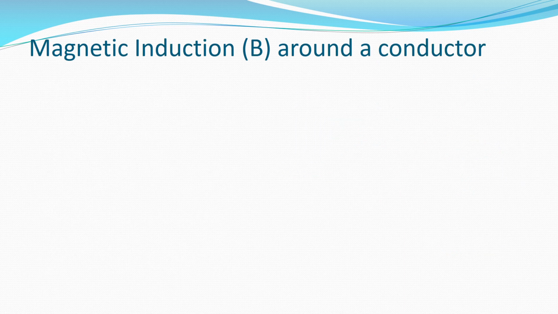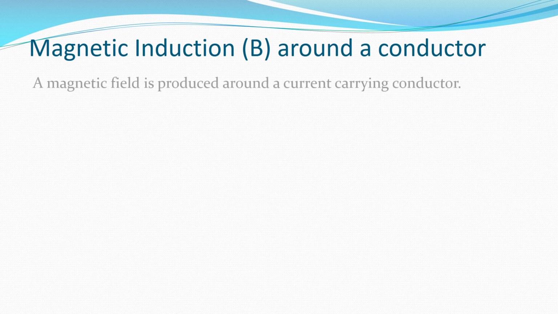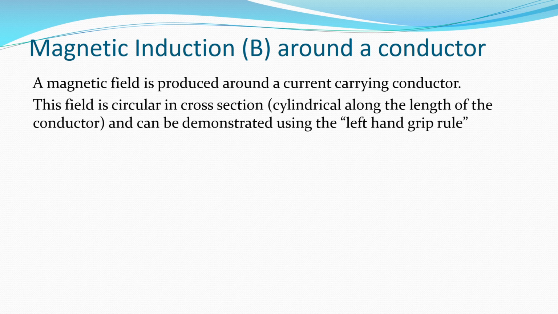Magnetic induction around a conductor. A magnetic field is produced around a current carrying conductor, as we saw previously. The magnetic field is produced around the current carrying conductor within a certain pattern, and we explored this when we were looking at higher physics. The field is circular in a cross-section that is cylindrical along the length of the conductor, and we can demonstrate this using the left-hand grip rule.